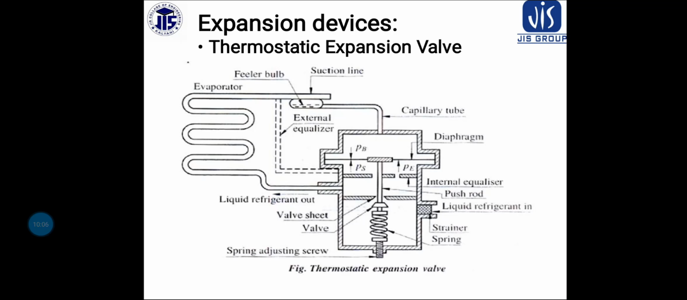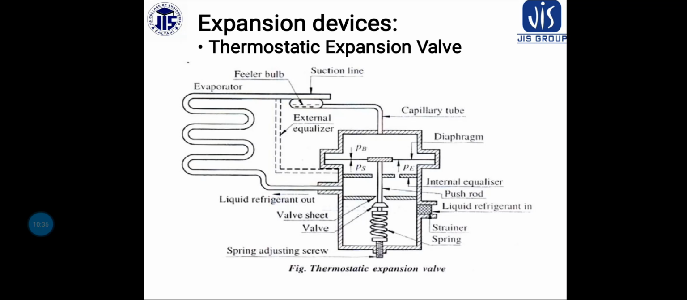In this figure, the thermostatic expansion valve is shown, and we have to discuss the following important parts of the thermostatic expansion valve: the power element with the filler valve seat, the needle adjustment spring, and the bellows or diaphragm. These are the main four important parts.